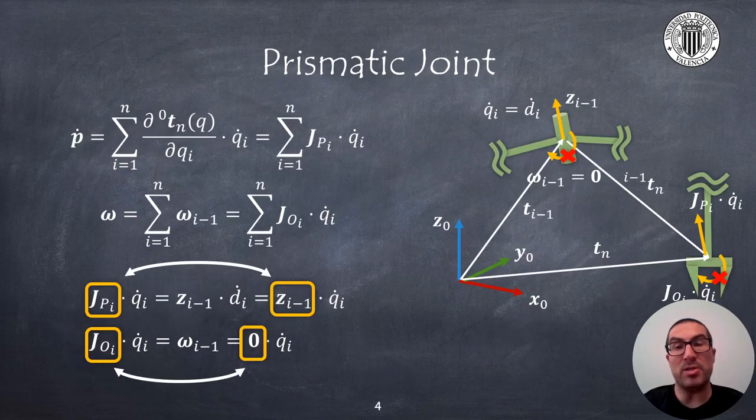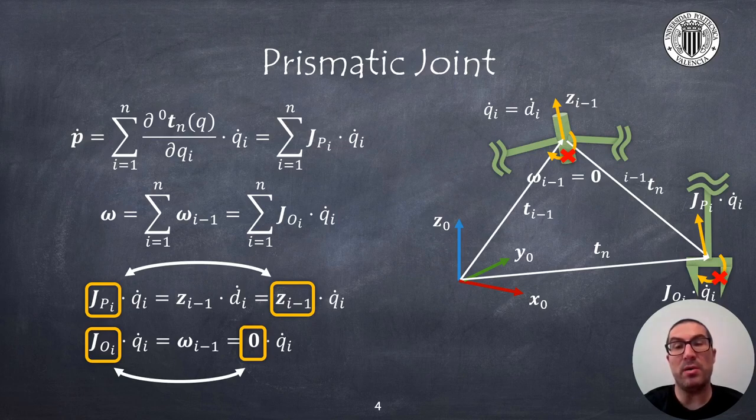So, the linear velocity of the end effector is the sum of the partial derivatives of the end effector position vector with respect to each joint, while the angular velocity is the sum of the angular velocities in each joint. We will distinguish between prismatic and revolute joints, since their contribution to the velocities is different.